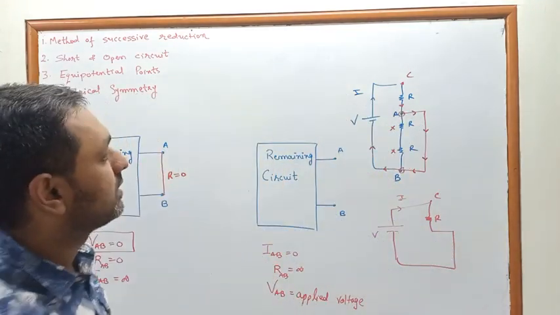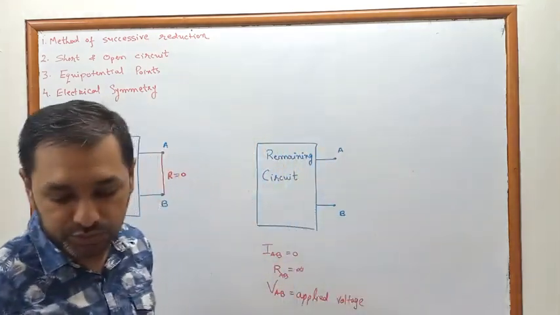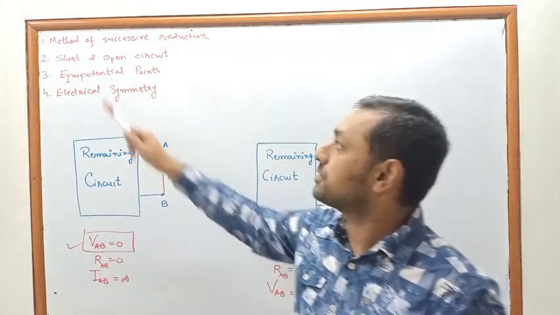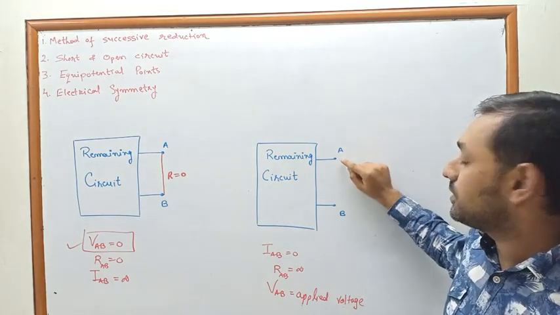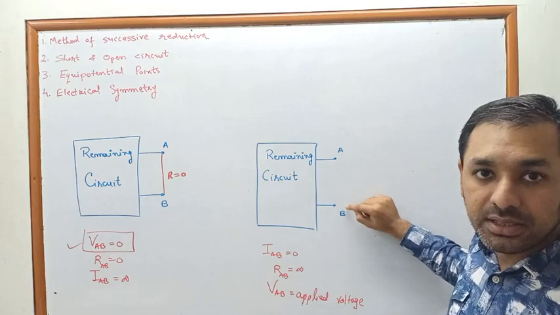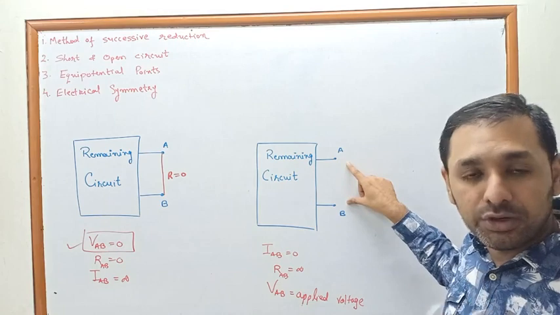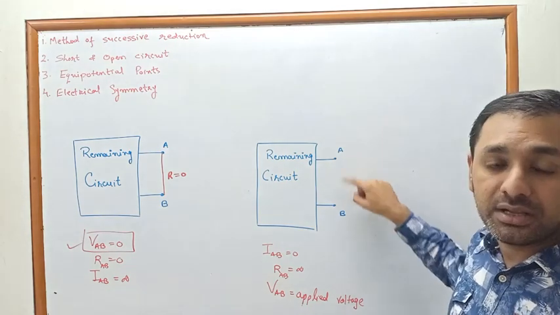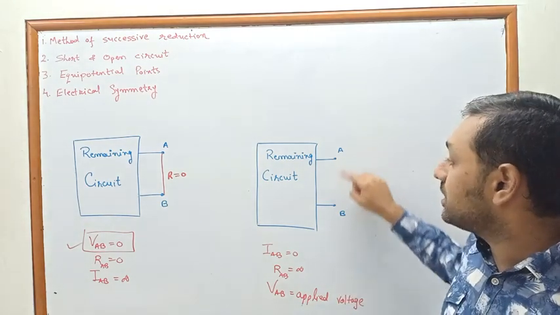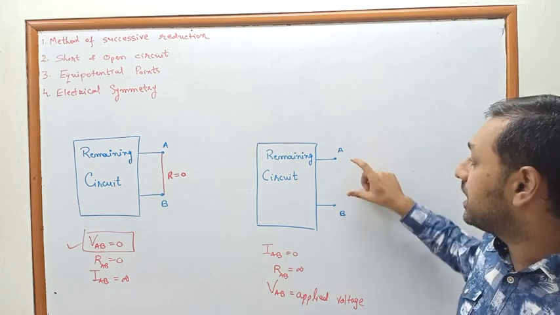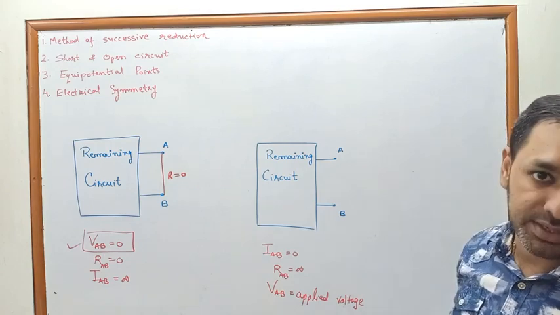Now let us discuss the second thing, which is totally opposite of short circuit. It is open circuit. What do you call open circuit? If these two points A and B are not connected by any equipment, whether it is a voltmeter, an ammeter, a resistance, a capacitor, anything. If nothing is connected between A and B, then these two points are an open circuit.